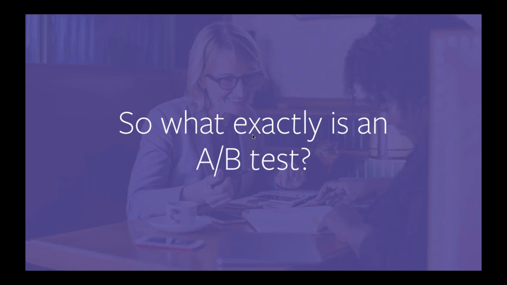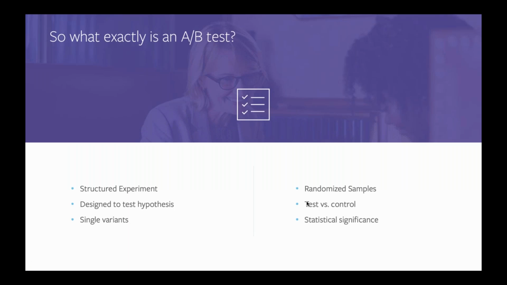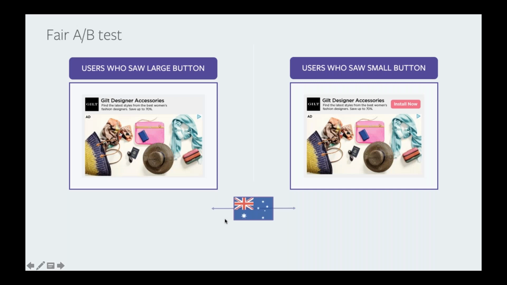So what exactly is A/B testing? At the highest level, the experiments are designed to test a hypothesis, focused on single changes to provide a clean comparison between a test and control group. It involves the use of randomized samples to minimize the bias within the test and control group, and leveraging the tests of statistical significance to ensure that you're making the decision based off of real signals.